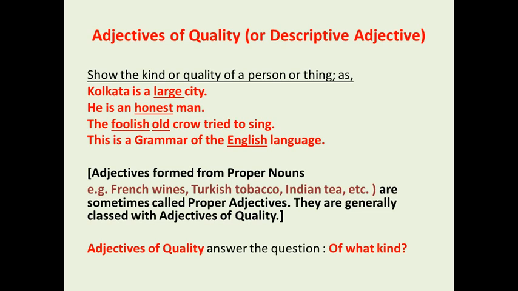Pay attention in the last example, English language. Adjectives formed from proper nouns, like French wines, Turkish tobacco, Indian tea, etc., are sometimes called proper adjectives. They are generally classed with adjectives of quality. Adjectives of quality answer the question of what kind. Just keep in mind, students, that adjectives of quality answer the question of what kind.